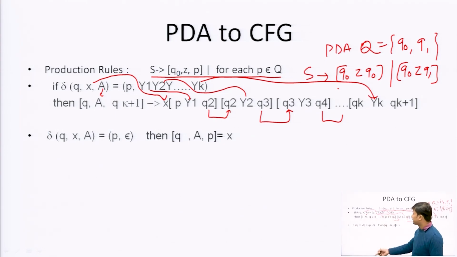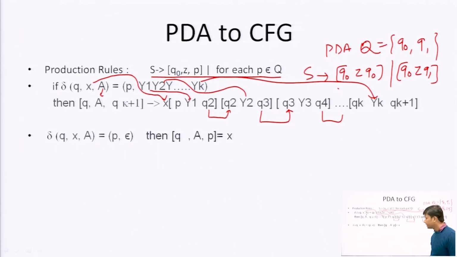So next is the Q, epsilon. This is the third rule, in Q, X, A. This is P, epsilon. This means here X is the input alphabet and A is the stack top. So you have to find a production [Q, A, P] derives X. This is a variable and X is a terminal, and here [Q, A, P] is a variable, X is a terminal. So this is for the pop operation.